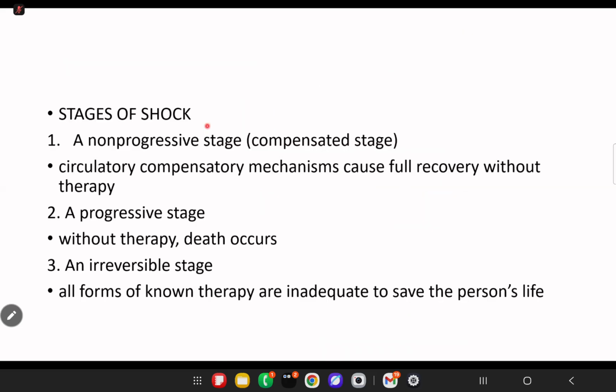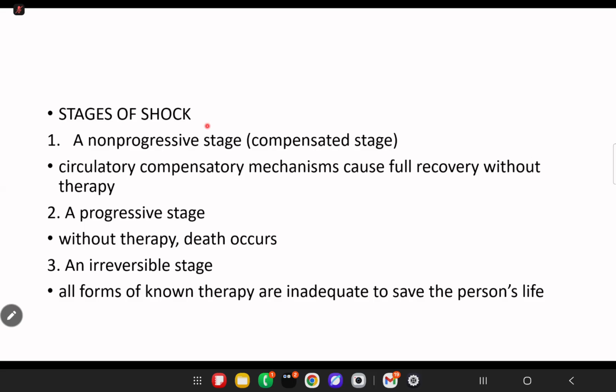Right. Hemorrhage leads to what is called hypovolemic shock. When you're talking about shock, any shock, there are three basic stages: the non-progressive stage, which is also known as the compensated stage, a progressive stage, and an irreversible stage. The irreversible stage means that whatever you do, whatever therapy is available, you cannot save the person's life. Whereas in a non-progressive or compensated stage, you need not do anything for the patient to survive. The patient will survive without any help.